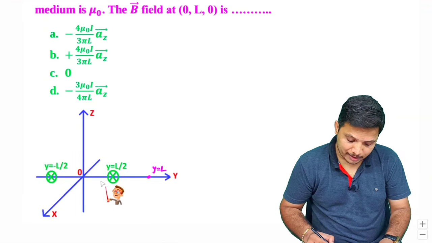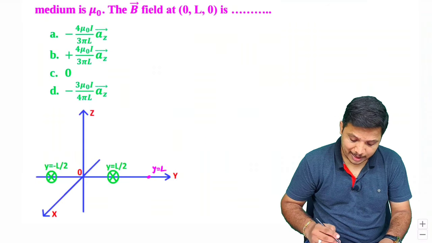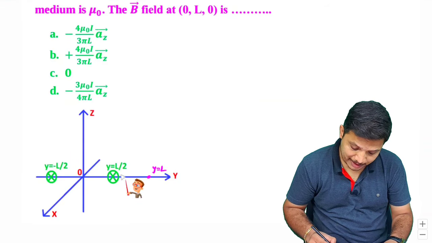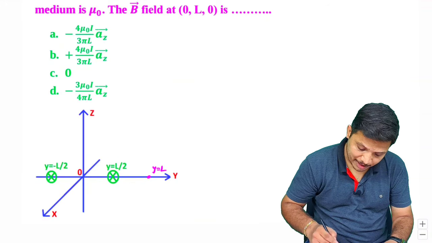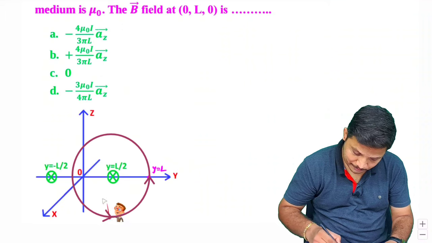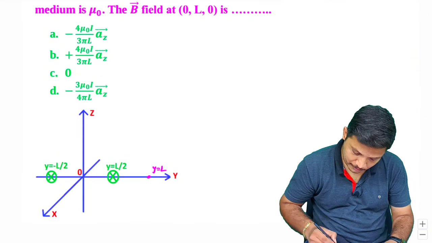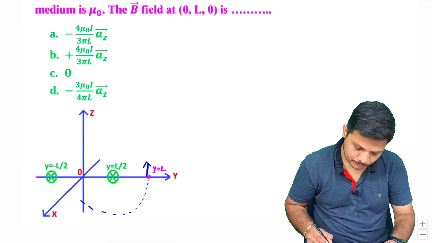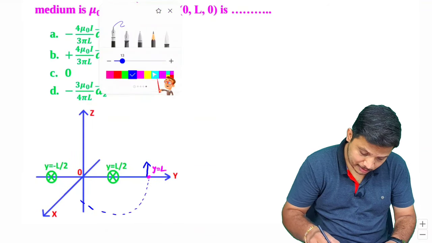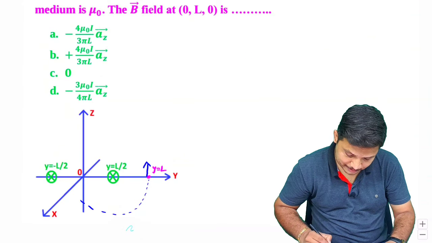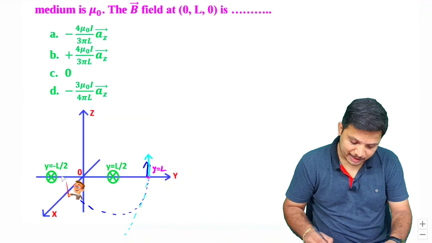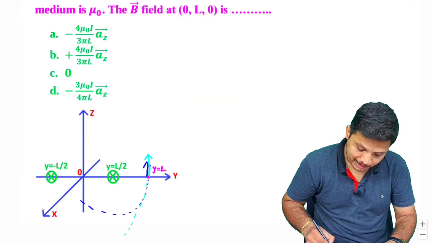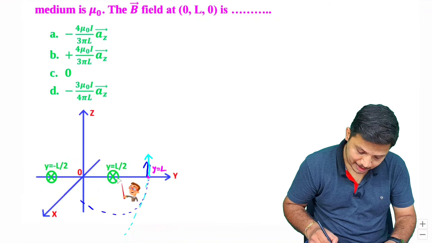Now as current is going in this direction, as per the right hand thumb rule, we will see the direction of magnetic field. The direction of magnetic field will be happening like this. Due to this wire, magnetic field will be like this. Now, due to this wire, magnetic field will again be like this. It will be radial. So magnetic field because of both of these wires, as per the right hand thumb rule, will be in this direction. So let us calculate magnetic field because of the wire carrying current I.